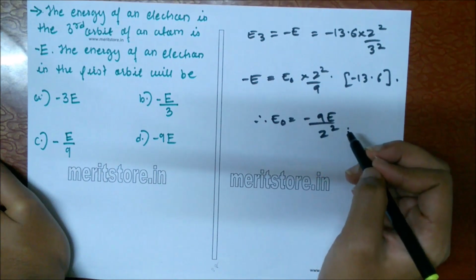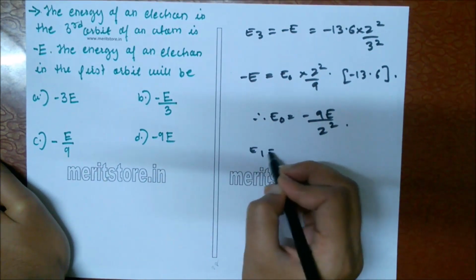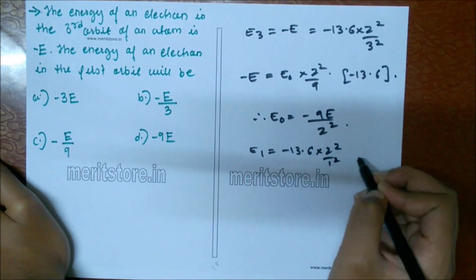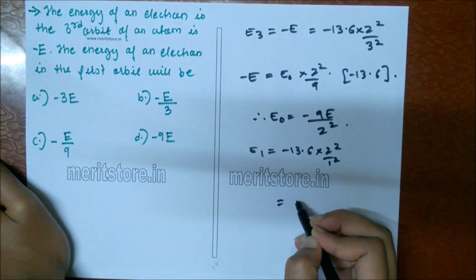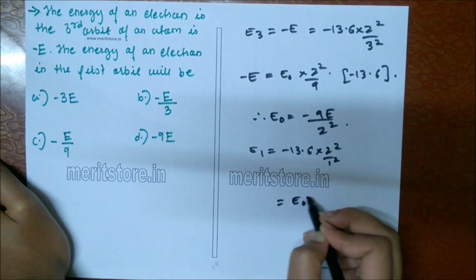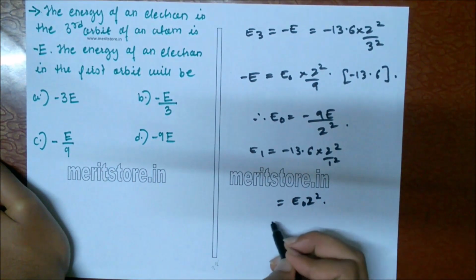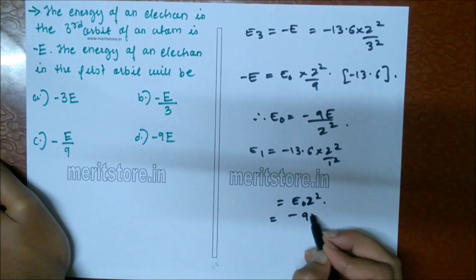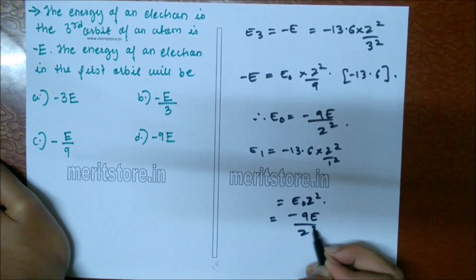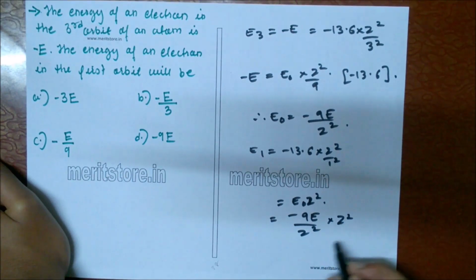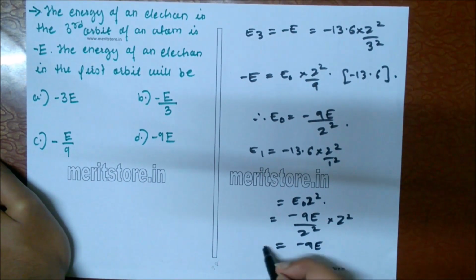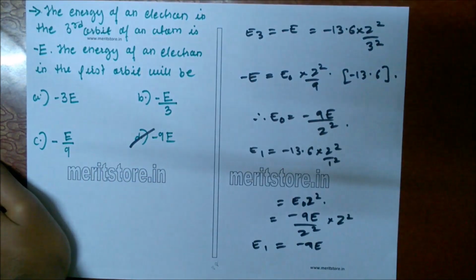According to the question, E1 is equal to minus 13.6 into Z square upon 1 square. So it becomes E0 into Z square. So we can write this, substituting the value of E0, minus 9E upon Z square into Z square, which is equal to minus 9E, E1. So option D is the correct answer.